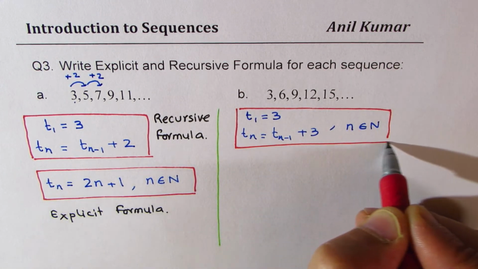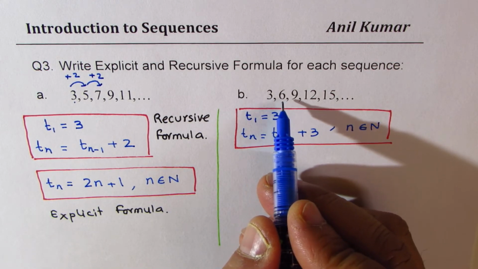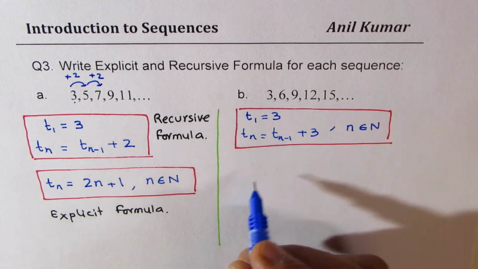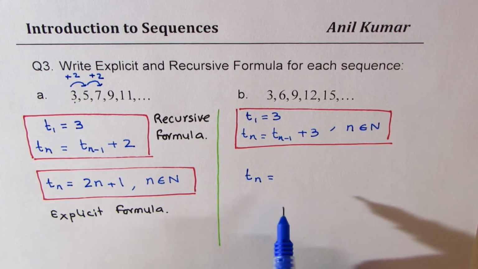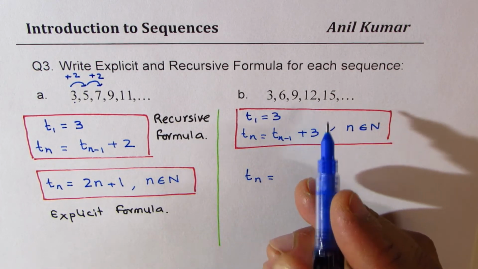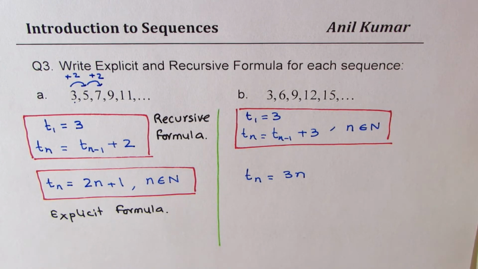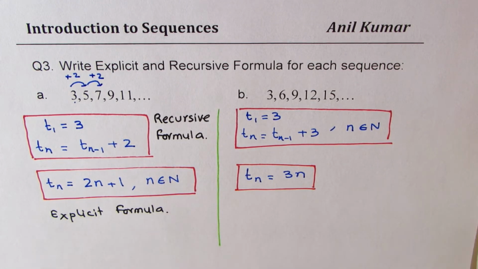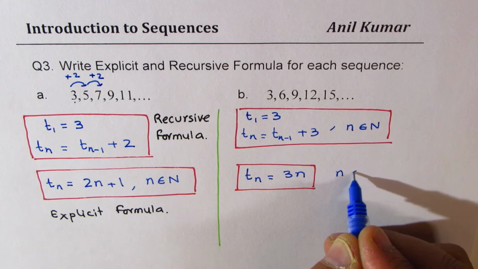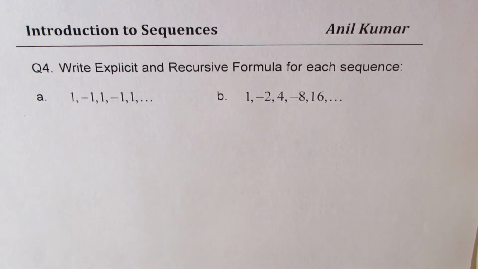for the given sequence. Now a general formula could be written as: the first term is 3, second is 2 times 3, then we have 3 times 3. So we could write Tn in general as 3 times n, right? So we could write this as 3n. It's multiples of 3. So that becomes the general formula. And in both cases, we know n belongs to natural numbers. Correct? So I hope this concept is clear. Let's have a few more examples to practice.